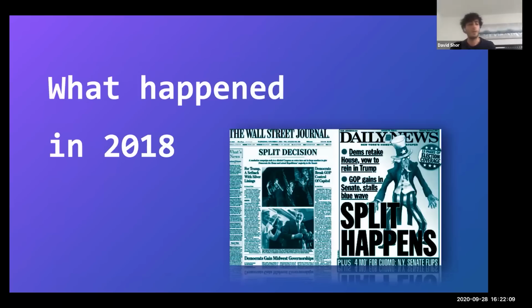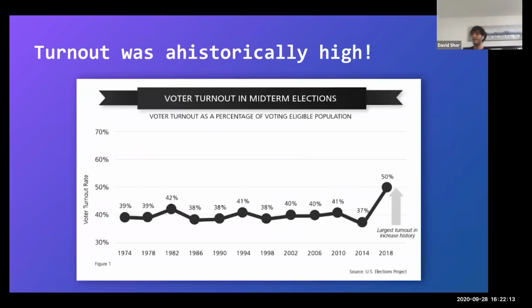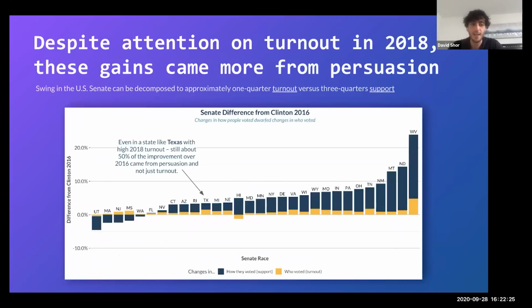Zooming forward to 2018, the first thing I want to say about 2018 is that turnout was really high. This is very unusual, the highest midterm turnout increase I think to literally ever happen. But despite that, roughly 75 to 80% of the change from 2016 to 2018 was still people changing their minds. This is the same plot as before, just for 2016 versus 2018, and not changes in who voted.